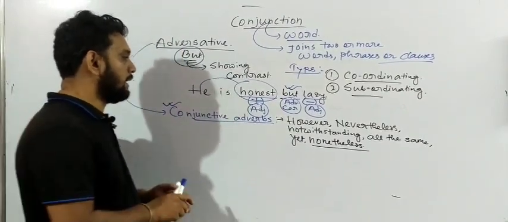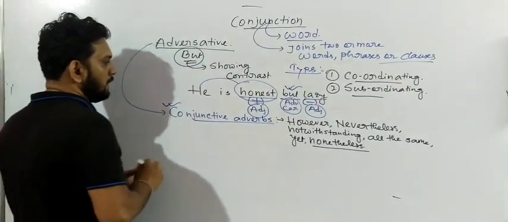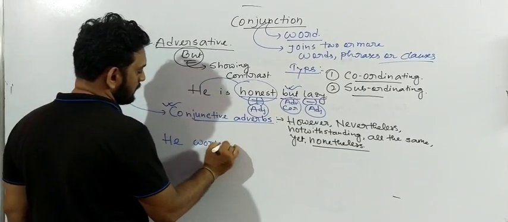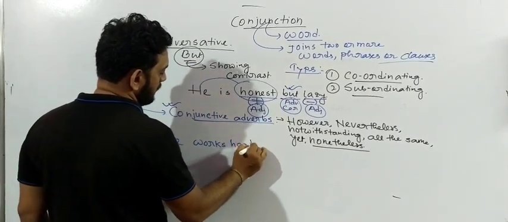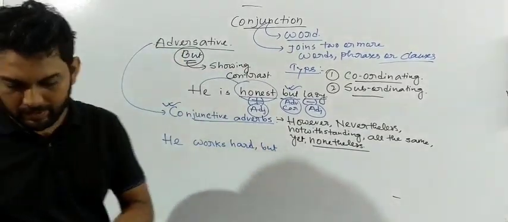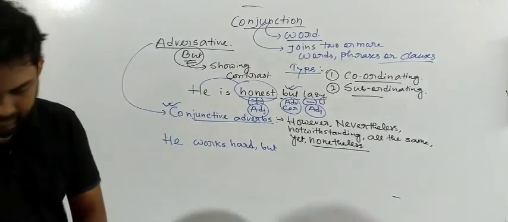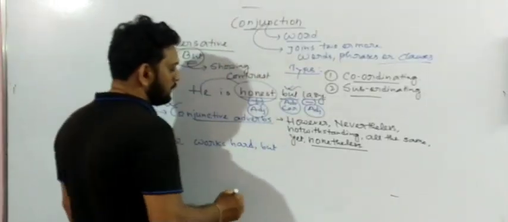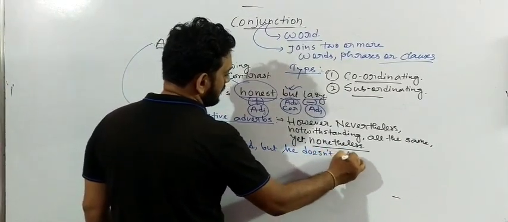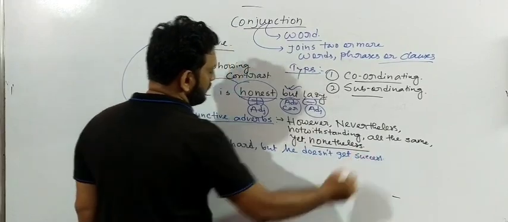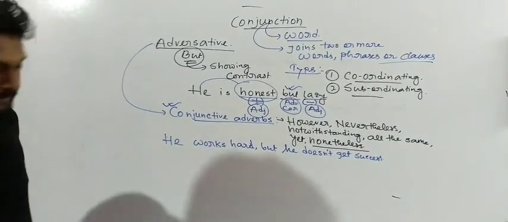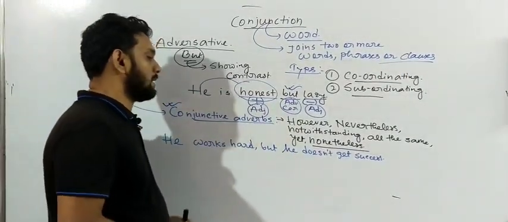Write down a sentence. He works hard, but he does not get success. Please write it down, all of you. Very important concept. He works hard, but he doesn't get success.